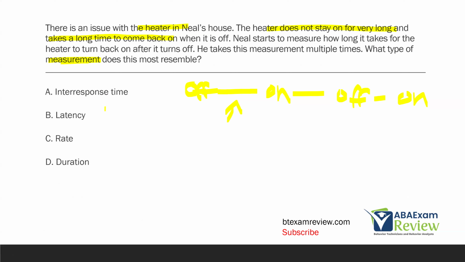What does that resemble? Well, that's going to resemble interresponse time. He's measuring the same thing, the time in between two things, over and over again. That's what we do with interresponse time, time in between responses. Latency is just the time from the SD to the response, right? But he's measuring the same thing over and over again, just time in between these off and on cycles. Rate, of course, is frequency over time. We're not taking a frequency count, so we're not going to use frequency here. And duration is the measurement of a single response, not time in between.